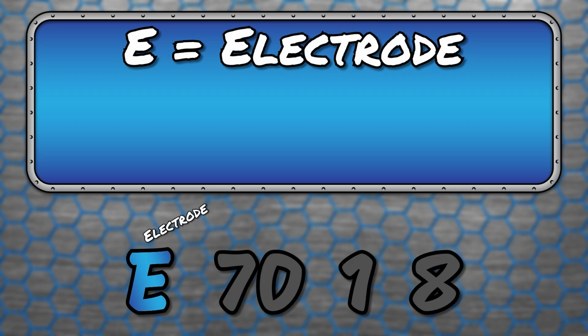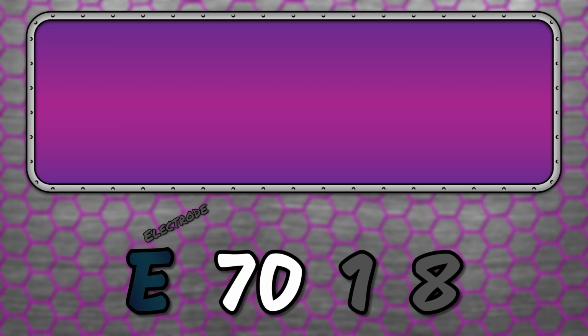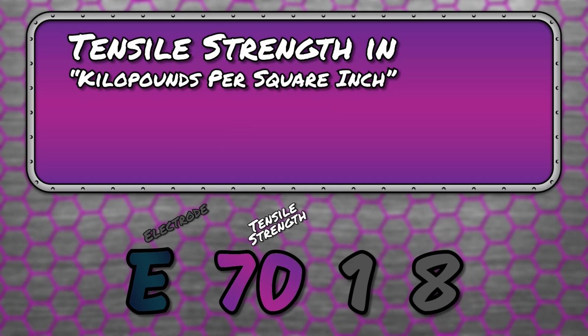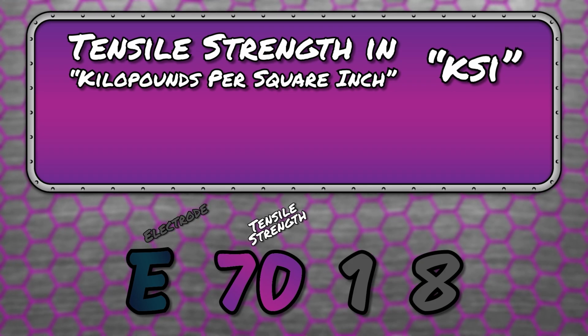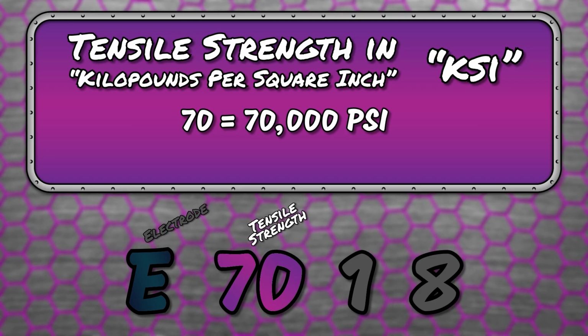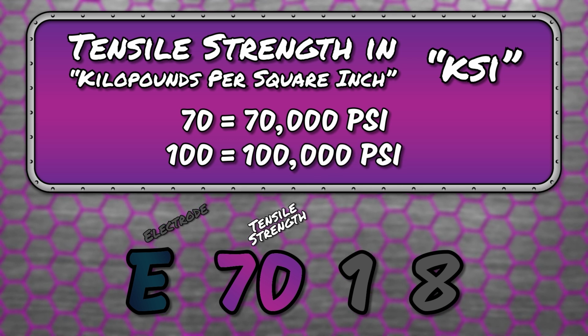For our first class, we will use E7018 as the example code. Let's break it down. The E stands for electrode. Pretty self-explanatory, as this is a stick electrode. The 2 or 3 digits following the E, in this case 70, represents the tensile strength in kilopounds per square inch, or KSI. So 70 translates to 70,000 pounds per square inch. If the product says 100, then it's 100,000 pounds per square inch.